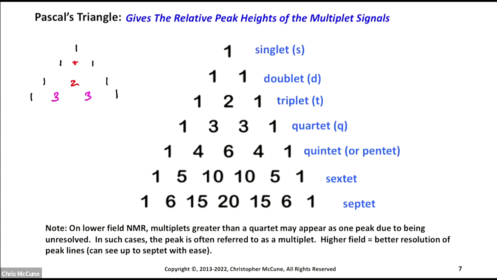So if you have a singlet, it's just one line, right? But if you have a doublet, those lines in a perfect world would be the same height, right? So that would be a doublet. Whereas a triplet, you would see a 1 to 2 to 1 peak height ratio. In a quartet, you'd see a 1 to 3 to 3 to 1 peak height ratio, and so on and so forth.